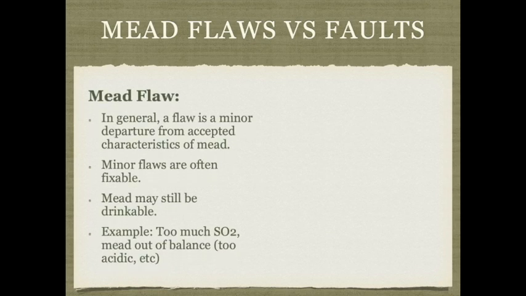So what's the difference between a flaw and a fault? Now, this is not written in stone. There's definitely a lot of overlap, and one could debate whether this is a flaw versus this is a fault. But in general, a flaw is a minor departure from an accepted characteristic of a mead. Minor flaws are usually fixable, and the mead might still be drinkable. It's just not as enjoyable as it could be. Perhaps the mead is out of balance. Maybe it's too acidic or too sweet or not enough tannin or some other issue.